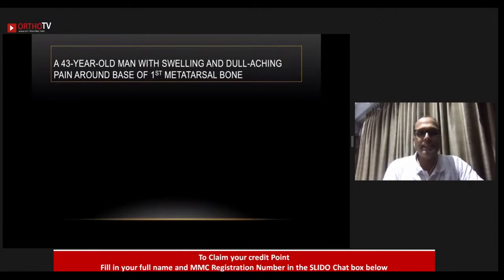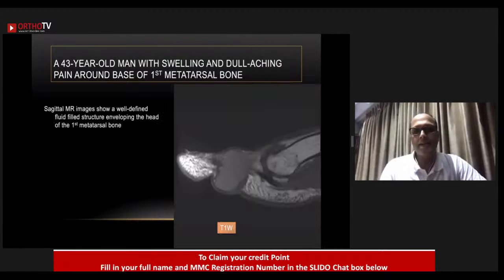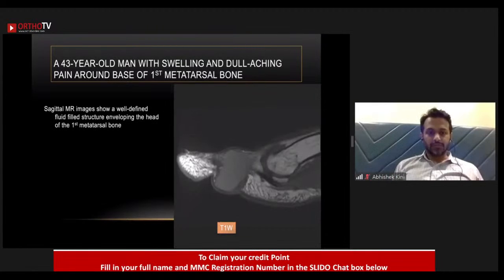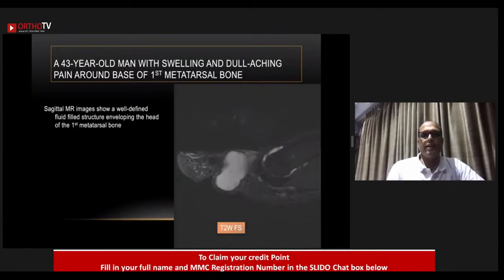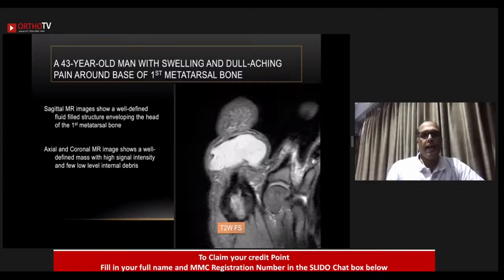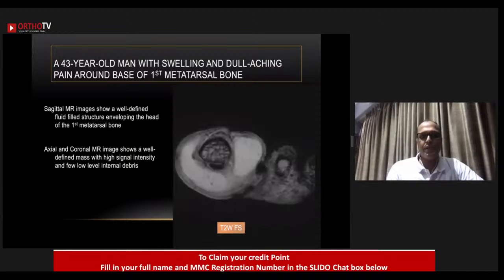Let's see some cases. My cases are visible, right? Yeah, very well. Okay. So this is a 43-year-old patient who had licking pain, and there was a swelling around the first metatarsal bone. This is very self-explanatory, a very much intermediate signal cystic component, which was enveloping the first metatarsal bone. And there was some internal heterogeneity which was appreciated.